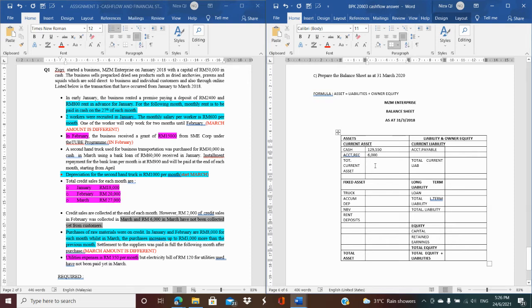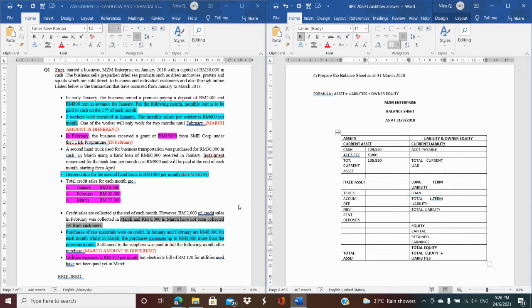After that, you can total up the current assets. It will be cash plus accounts receivable: 129,550 plus 6,000. The total amount for the current assets is 135,550.